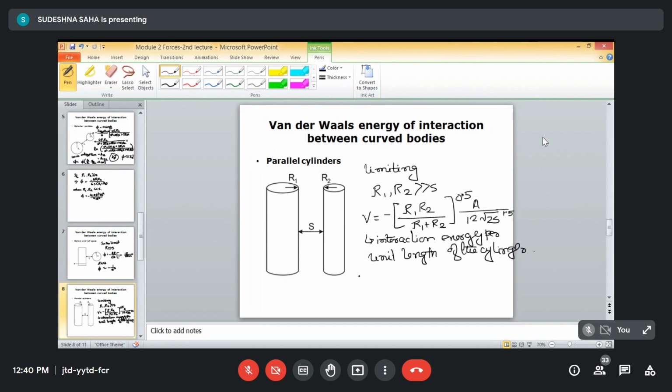And in the other extreme case where R1 and R2 are much less than S, then it reduces to V is nearly equal to length divided by S to the power 5. Okay, so you see that although the actual equations are very complicated, when we use the limiting cases, the equations become very simple ones, and they are directly related only to R1, R2 and S.